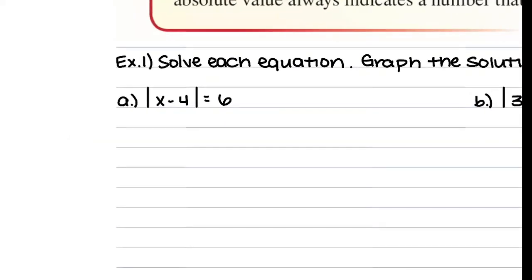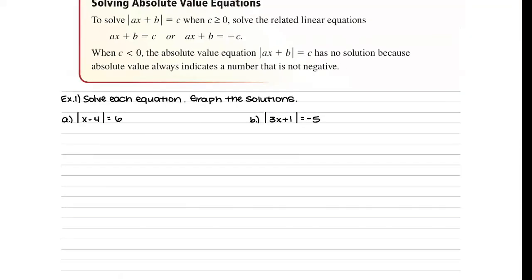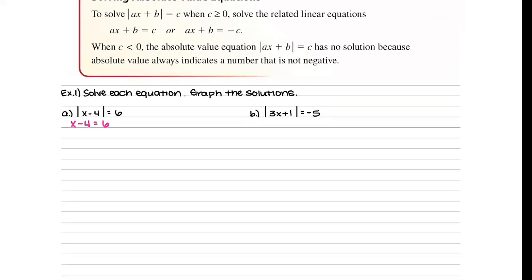If we look at example 1, we have for A, the absolute value of x minus 4 is equal to 6. Remember, when you're solving for the absolute value of anything, it's always a positive number. With this one, since it's equal to a positive number and our absolute value is already by itself, we can turn this into two equations by taking the absolute value bars away and writing it as just x minus 4 is equal to 6, as well as x minus 4 is equal to the opposite of 6, which is negative 6.